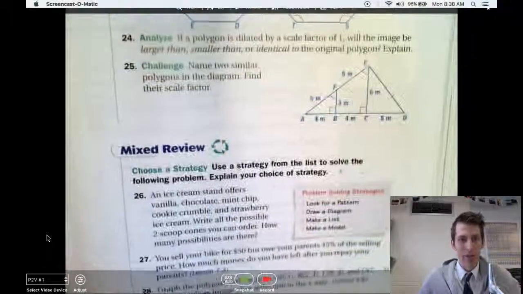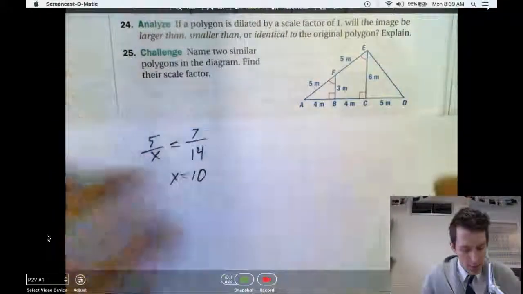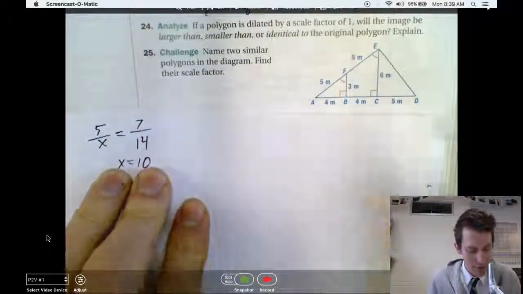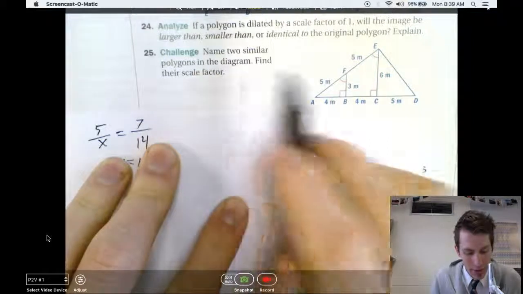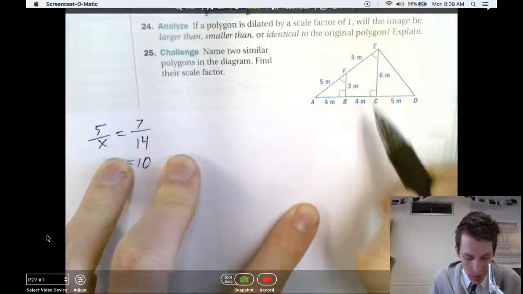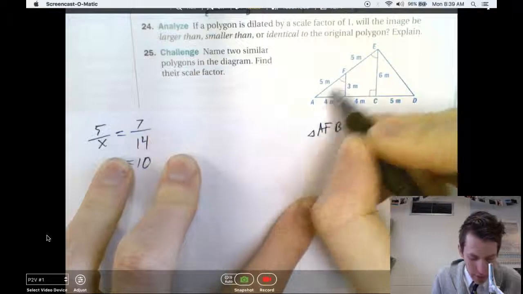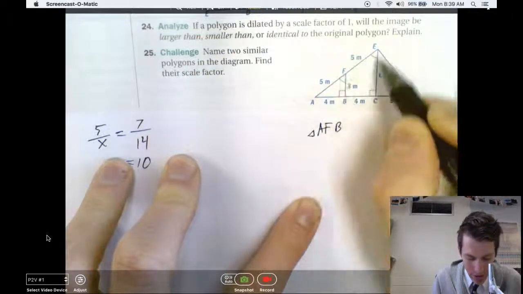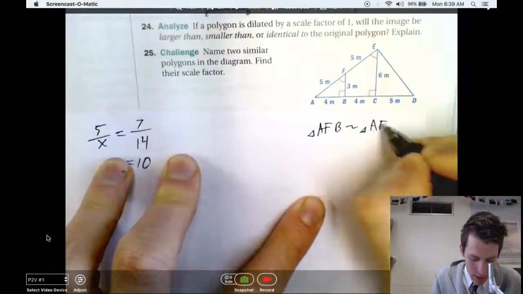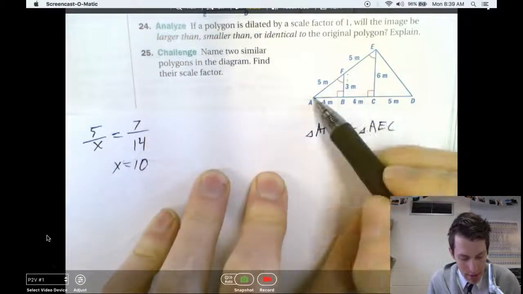Here's a challenge problem to find the scale factor. You can turn this video off now if you want, or you can watch this last problem. It might be assigned to you, I don't know, but it's nothing crazy. It says, name 2 similar polygons in the diagram, find their scale factor. Well, triangle AFB, see it, this little one, is similar to triangle AEC. You see that? AFB is similar to AEC.